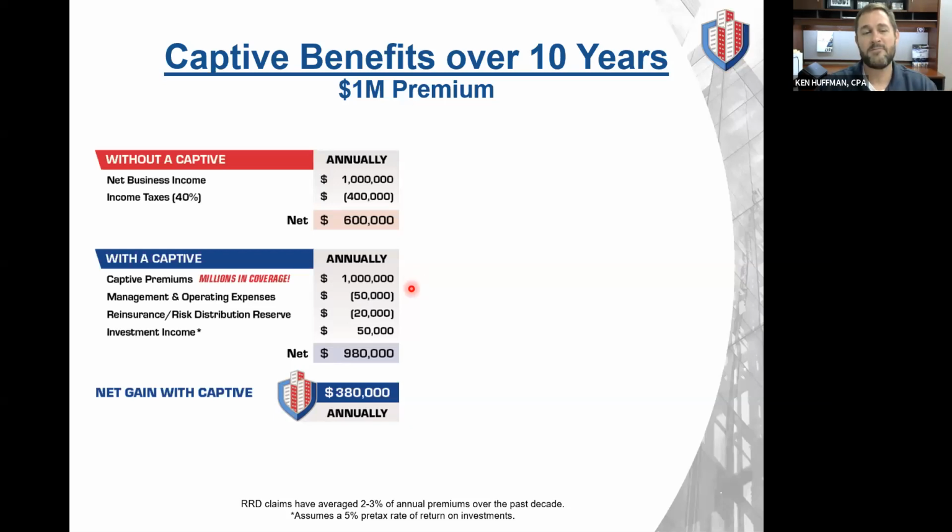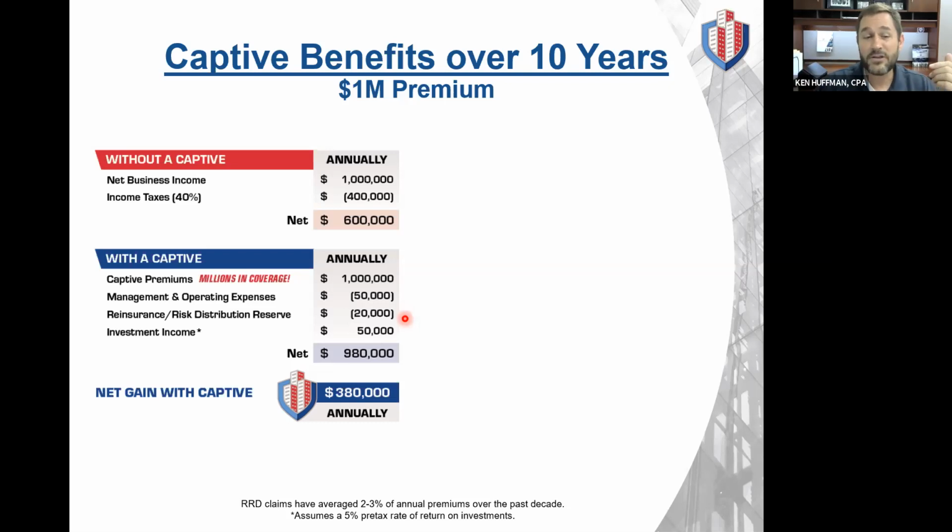You are going to have management and operating expenses. These have to be audited every year. You have to have an actuarial look at it every year. There's premium taxes. There are different costs to operate. Then you're also going to have some claims. It is an insurance company, and so you will have some claims. You may file some yourself, or some may come through the reinsurance.